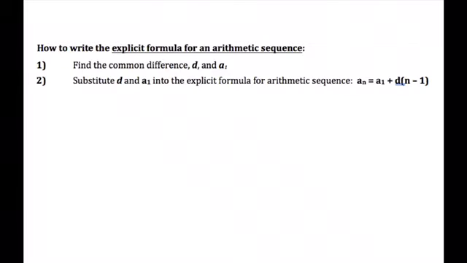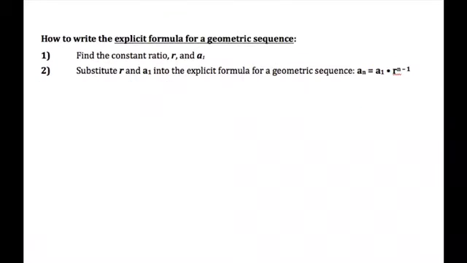Okay, and I have very exact directions here on how to find the explicit formula for each the arithmetic and the geometric sequence. So first of all, if you're trying to find the explicit formula for an arithmetic sequence, you just find the common difference D and a sub 1, which everybody in here already knows how to do. Okay, and then you just take D and a sub 1 and you substitute them in to this formula right there. Okay, same thing for if it's geometric.